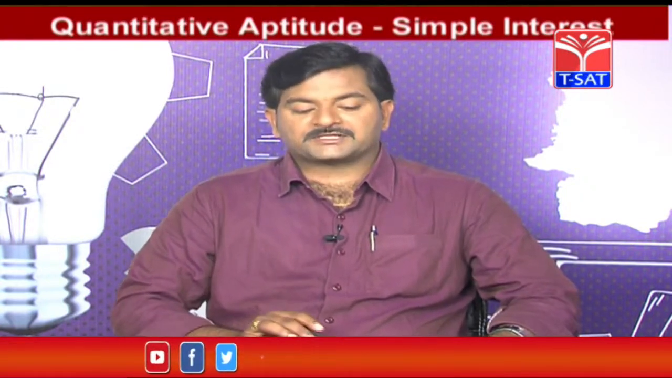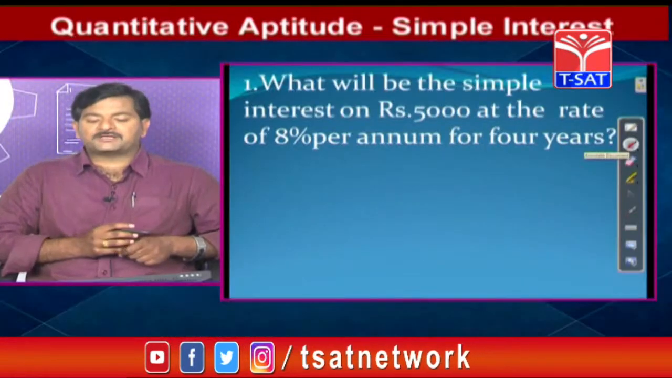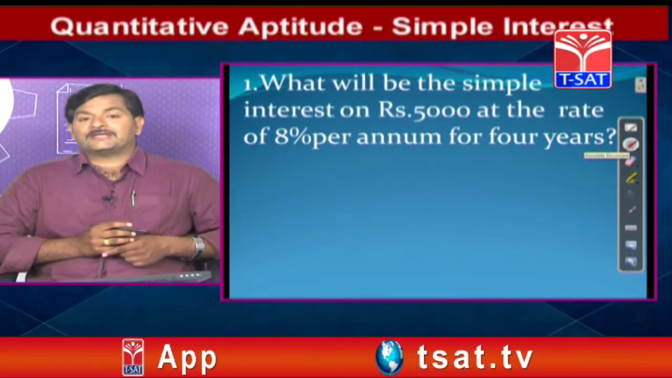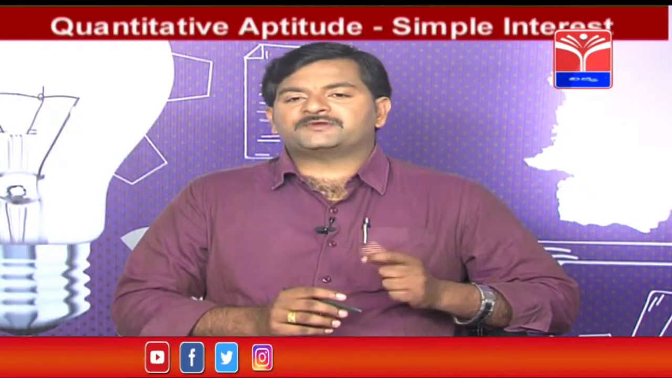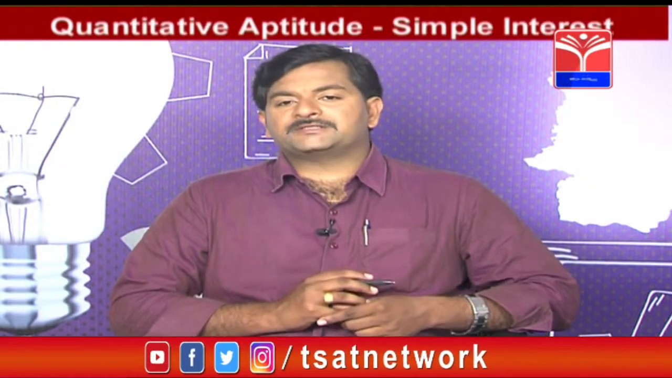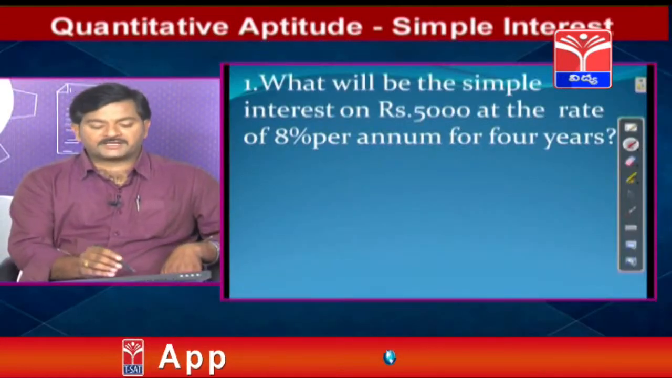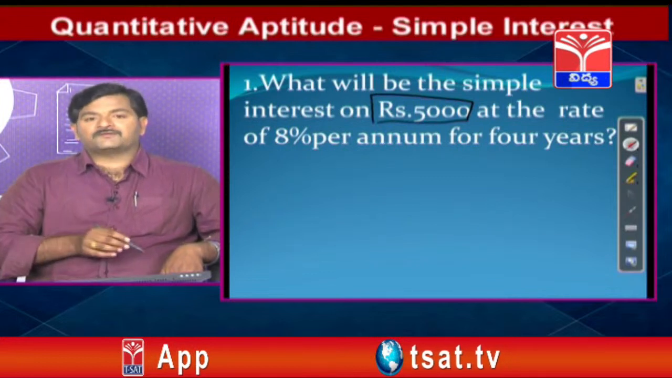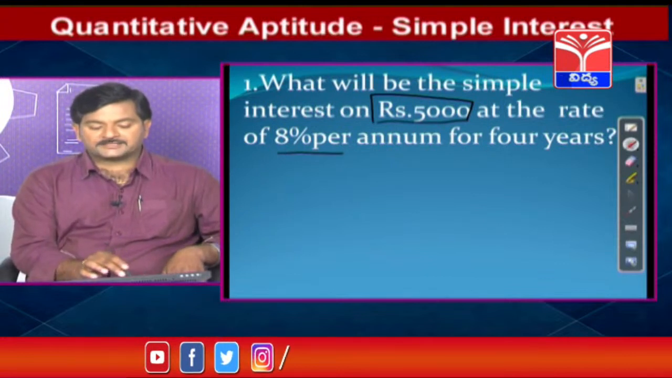So now we see the question. Here is the first question. So what is given in the question? What will be the simple interest on rupees 5,000 at the rate of 8% per annum for 4 years? I told you if you understood type 2 you can solve it, or if you are habituated to solving by using I is equal to PTR by 100, you can go ahead, no issue. But observe what is given. What will be the simple interest on rupees 5,000 at the rate of 8% per annum?